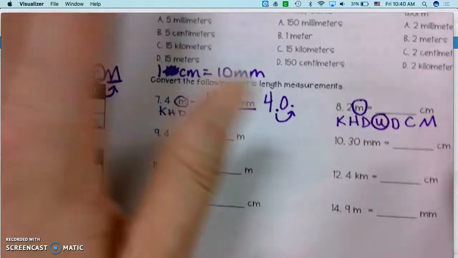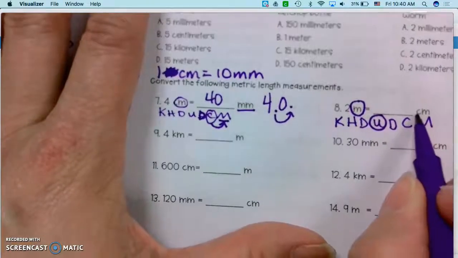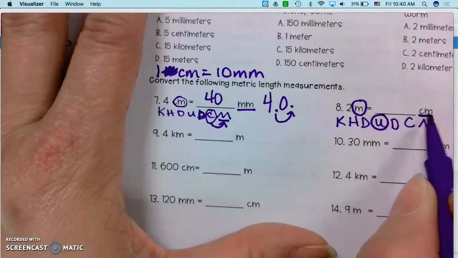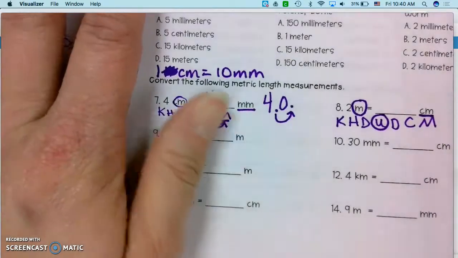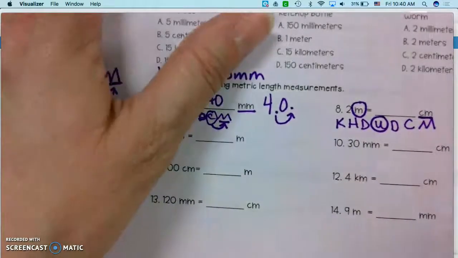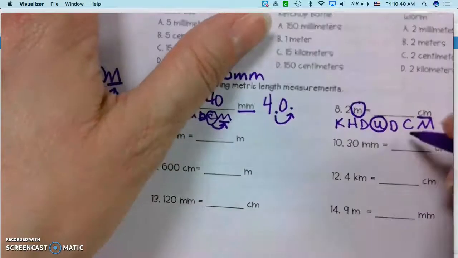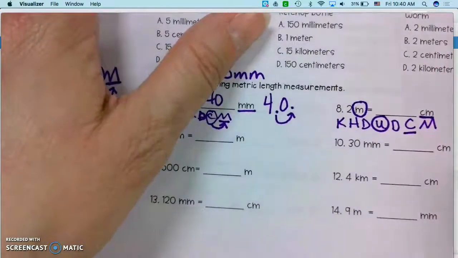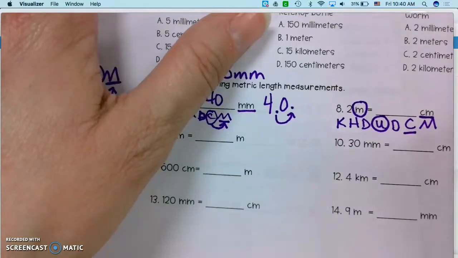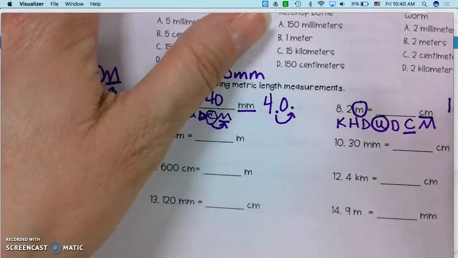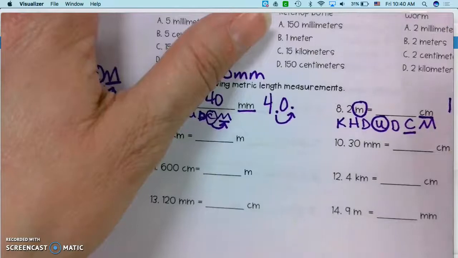And we're going to, what? What are we changing to? Centimeters. Where is centimeter? To the right. Which letter is the centi? The C. So we're going to the centimeters. And what do you know about meters and centimeters? A meter is bigger than a centimeter. Very good. So 1 meter is equal to how many centimeters?